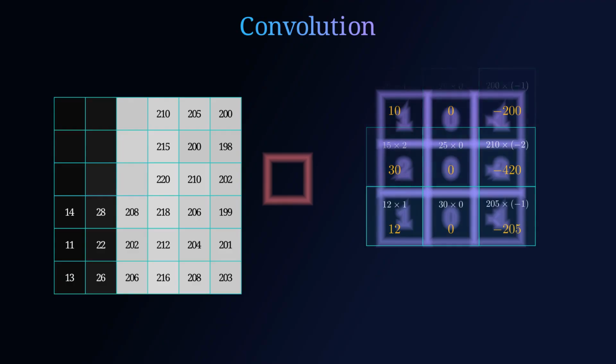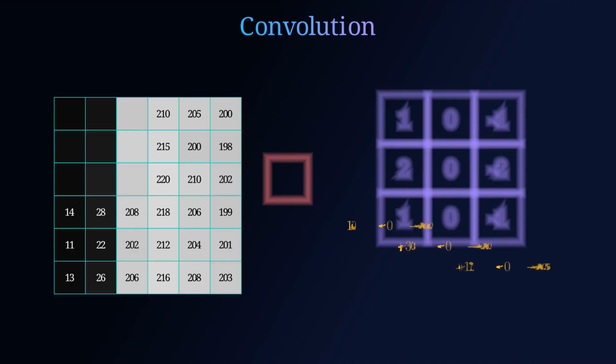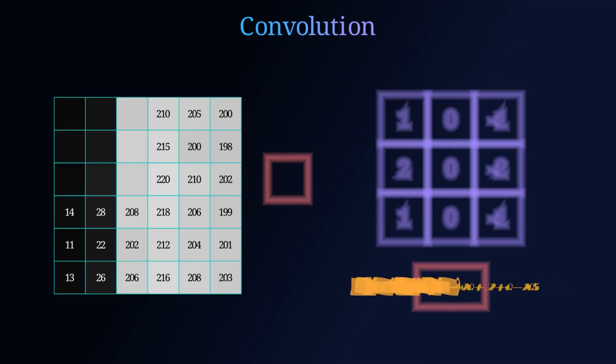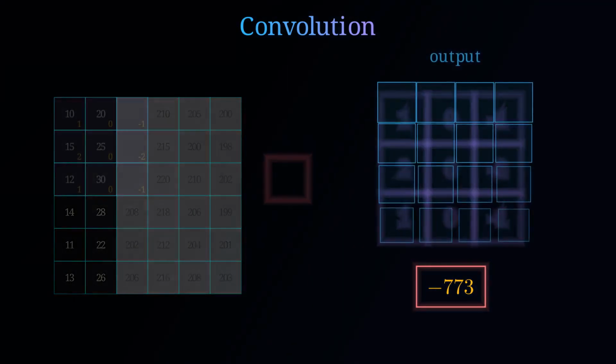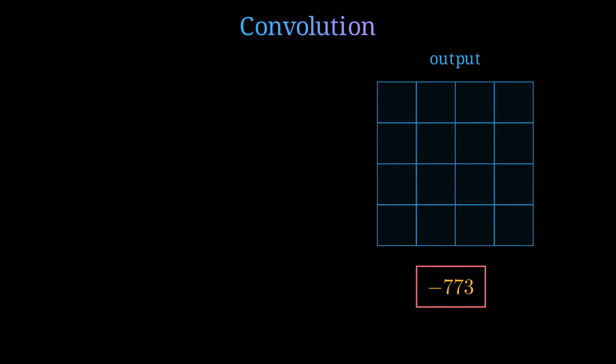Then we add up all 9 of those products into a single number. Multiply, then sum. That one number is the kernel's answer to the question, how much does this patch of the image match what I'm looking for? That single number gets written into a brand new grid, the output. It goes in the position matching where the kernel was centered. We've turned a whole 9-pixel neighborhood into one meaningful value.